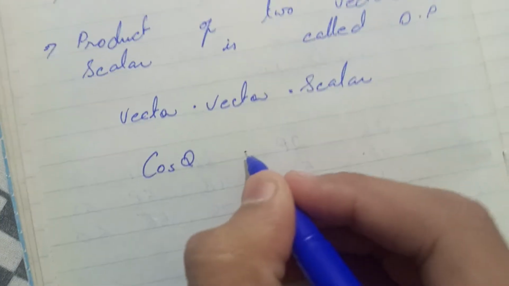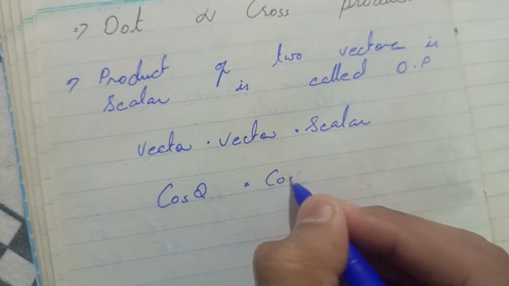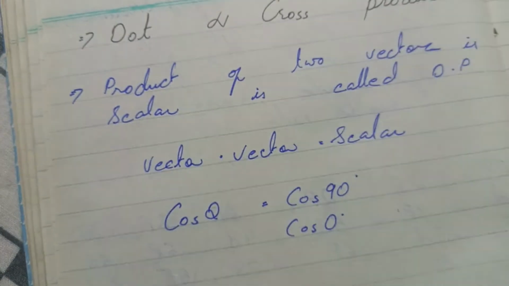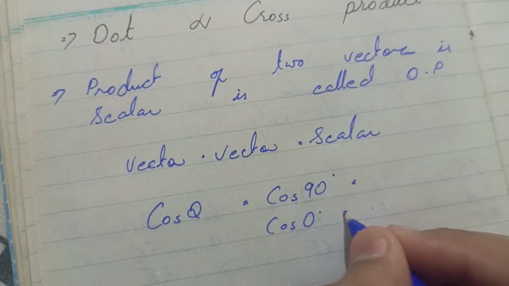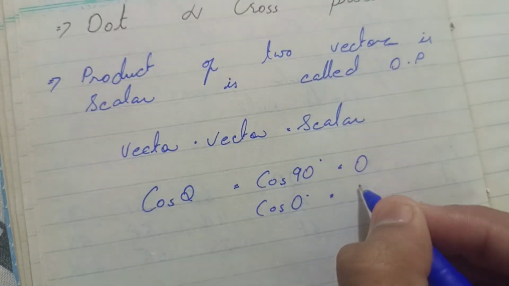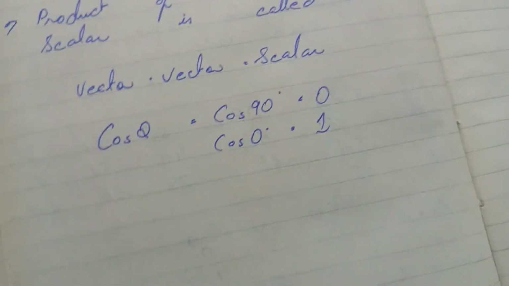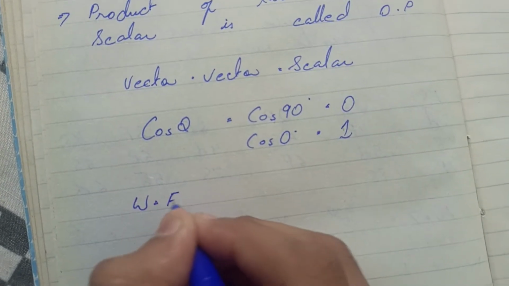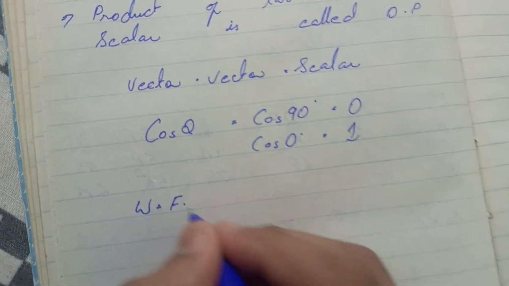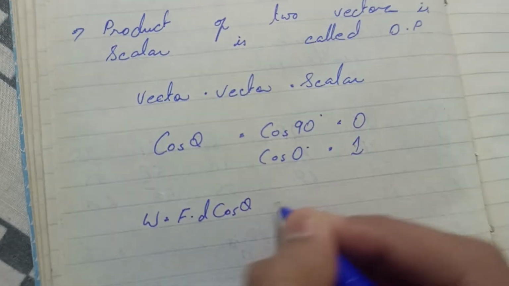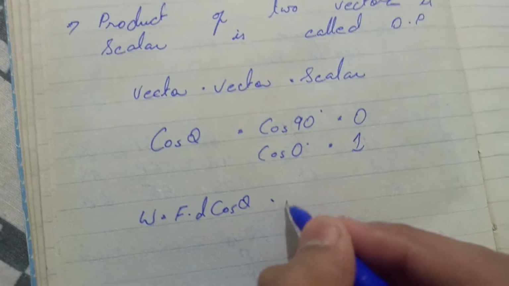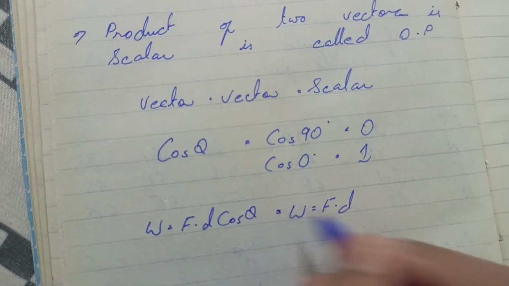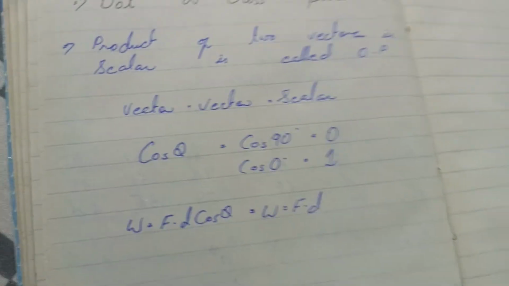For example, if we take cos 90 and cos 0, both have different values. Cos 90 is equal to 0, cos 0 is equal to 1, so these are the values. For example, you can take the example of work: W is equal to F dot d cos theta. We'll remove the cos theta, and it will become W is equal to F dot d. So basically this is how the formula of work is derived.